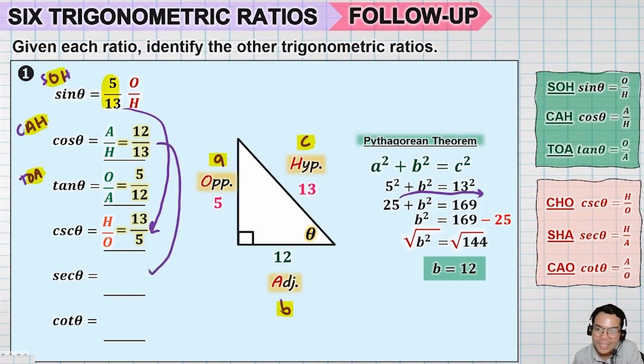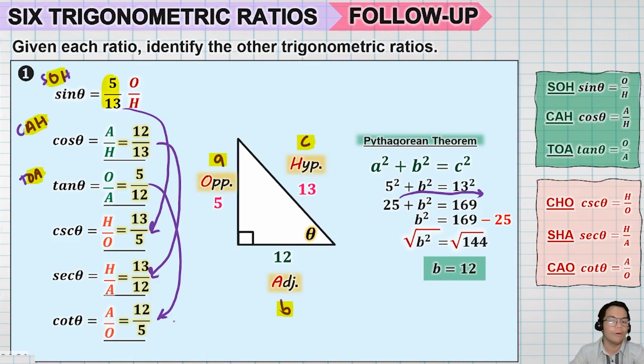So if cosine theta is 12 over 13, secant theta is 13 over 12. And lastly, we have cotangent theta. 12 over 5. Ang obvious diyan, si cotangent kasi siya yung inverse ng ating tangent. Kung ang tangent natin ay 5 over 12, cotangent is 12 over 5.